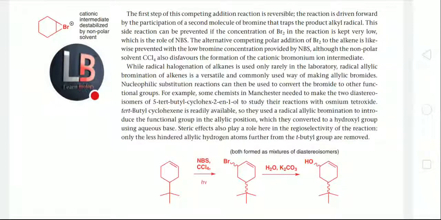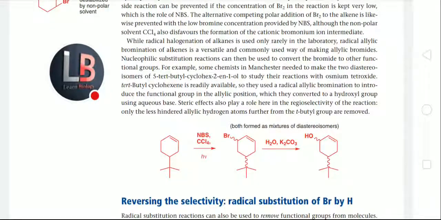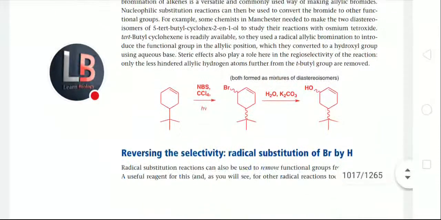For example, some chemists in Manchester needed to make the two diastereoisomers of 5-tert-butylcyclohex-2-en-1-ol to study their reactions with osmium tetroxide. Tert-butylcyclohexane is readily available, so they used a radical allylic bromination to introduce the functional group in the allylic positions, which they converted to the hydroxyl group using aqueous base.